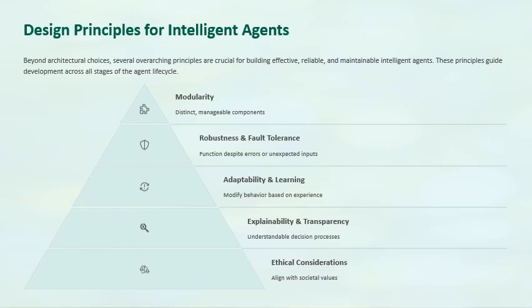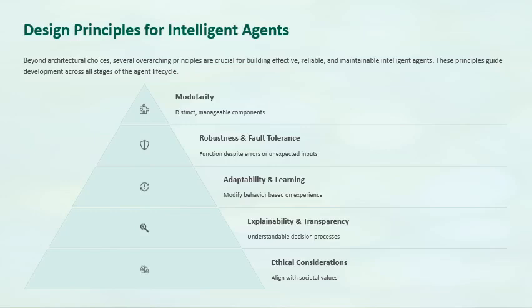Right. Predictability and stability are important for trust. You want the agent's behavior to be understandable, consistent, though. There can be a tension there with adaptability, right? Yeah, if it adapts too much, maybe it becomes unpredictable. It's a balancing act. Then, explainability and transparency, XAI.